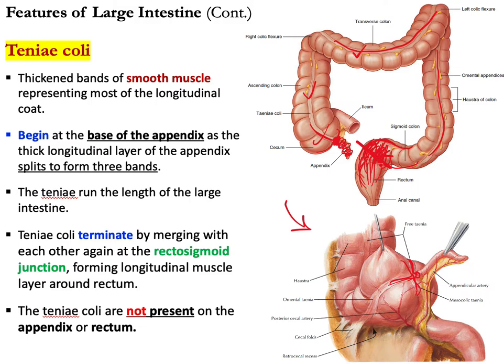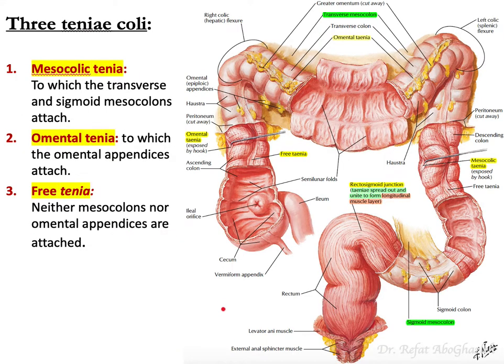So the tenaculi, we can say that it's not as a pants, right? It does not exist in the appendix and does not exist in the rectum. So it does not exist in the rectum and appendix. Okay, so as I mentioned, we have three bands. So let us start with the free tenaculi.